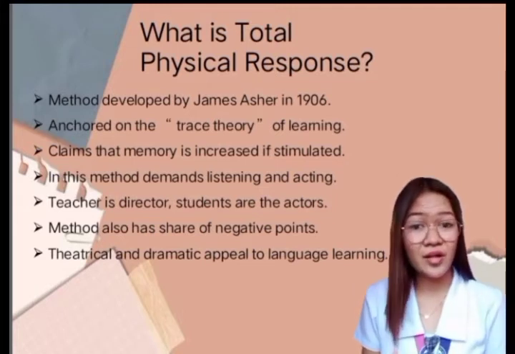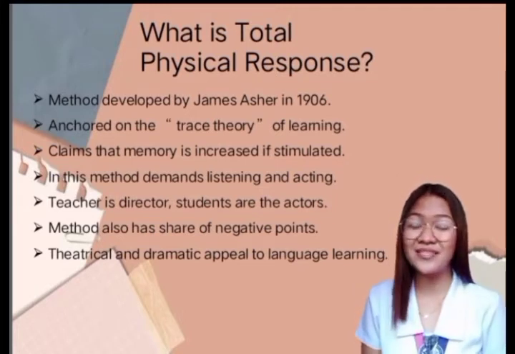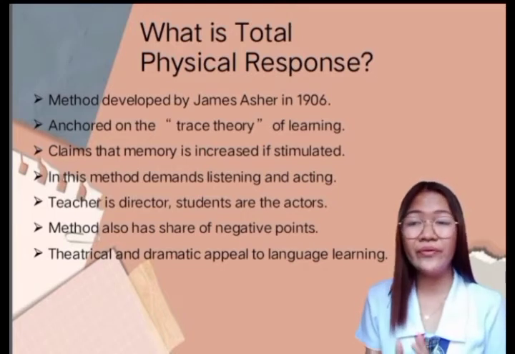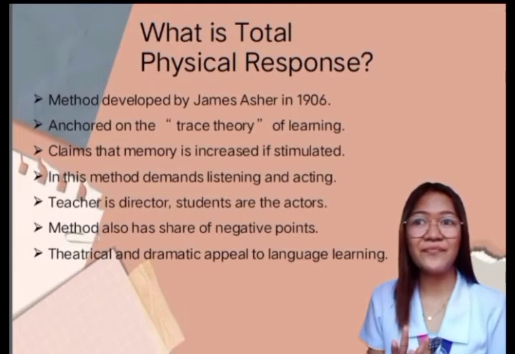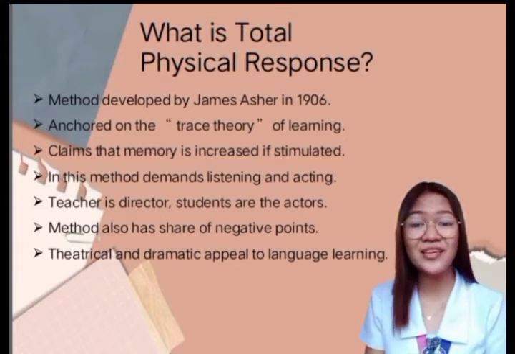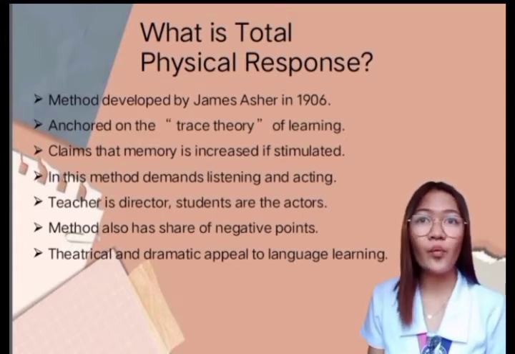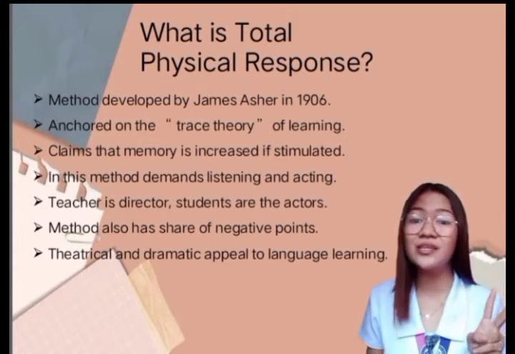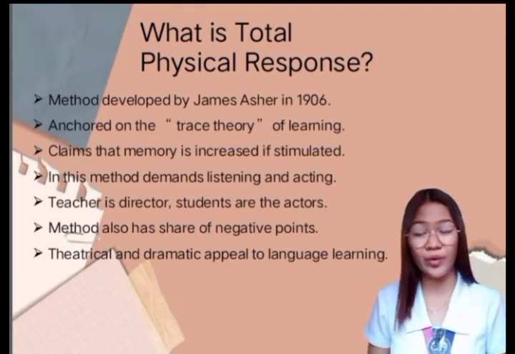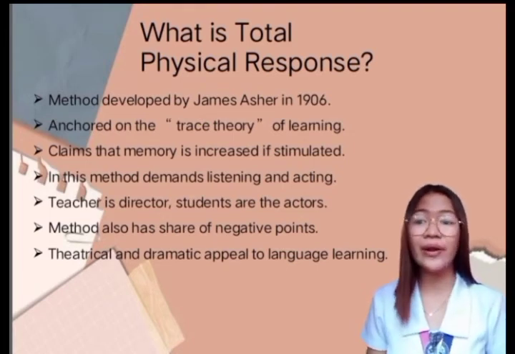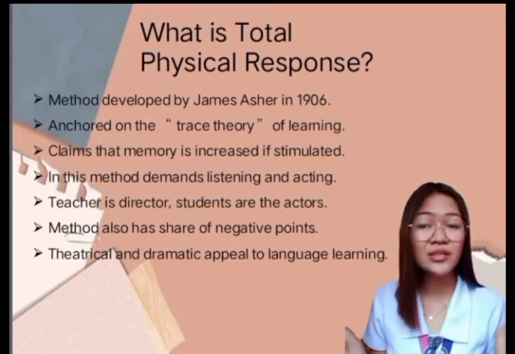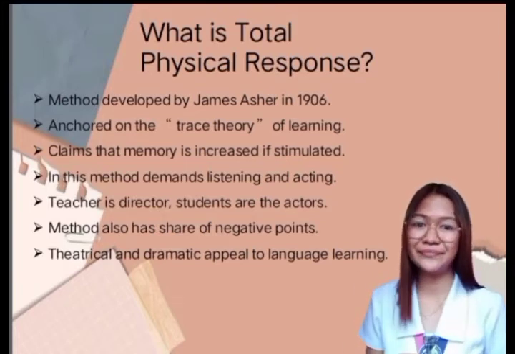This method also has a theatrical and dramatic appeal to language. When we say theatrical, it is something of the theater, and dramatic is when the learner will identify with roles and situations to be able to engage with them, or the learner will explore and understand the world they live in.